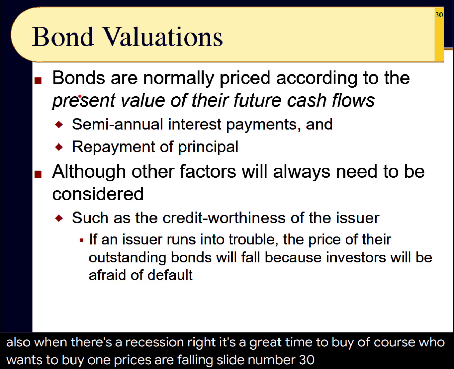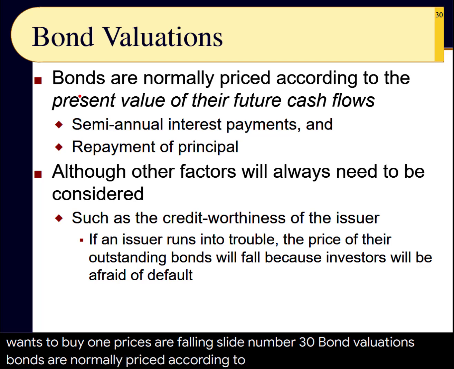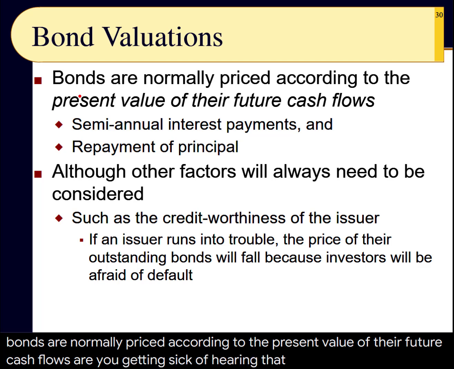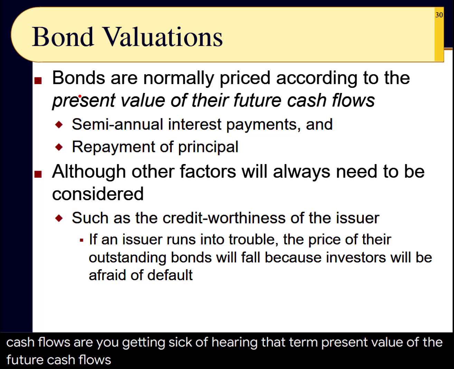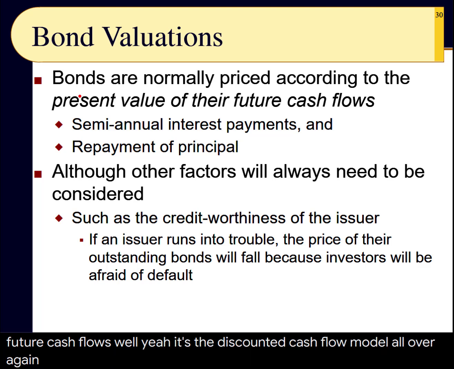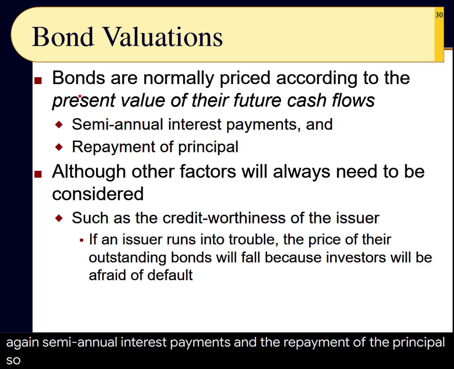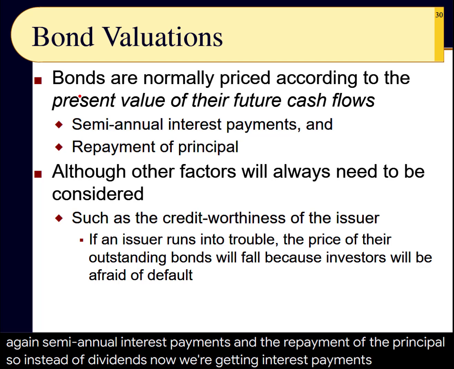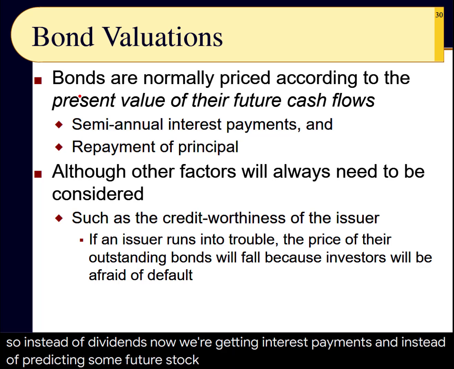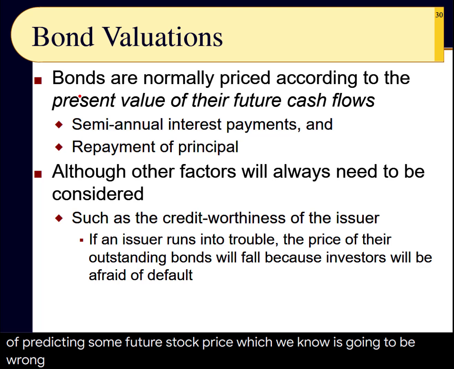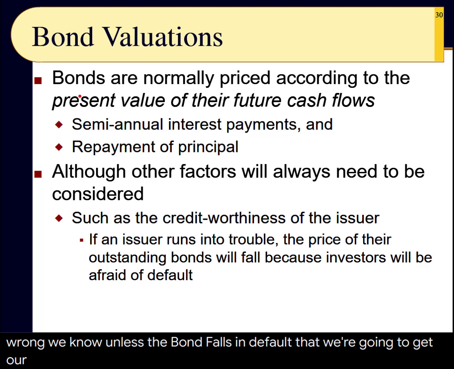Slide number 30, bond valuations. Bonds are normally priced according to the present value of their future cash flows. Are you getting sick of hearing that term, present value of the future cash flows? Well, yeah, it's the discounted cash flow model all over again. Semi-annual interest payments and the repayment of the principal. So instead of dividends, now we're getting interest payments. And instead of predicting some future stock price, which we know is going to be wrong, we know, unless the bond falls in default, that we're going to get our principal back.